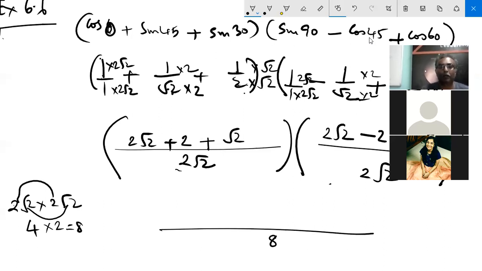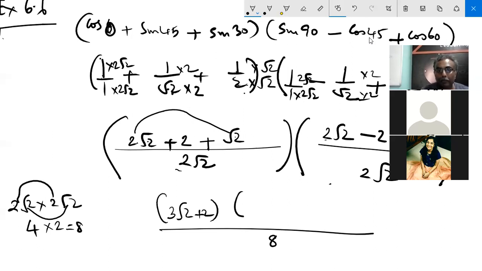Okay. Now multiply. What do you have to multiply here? Again 8, uncle. 2 root 2 into 2 root 2. Here you can add 1 root 2 plus another 2 root 2. So that becomes 3 root 2 plus 2 root 2 plus root 2.